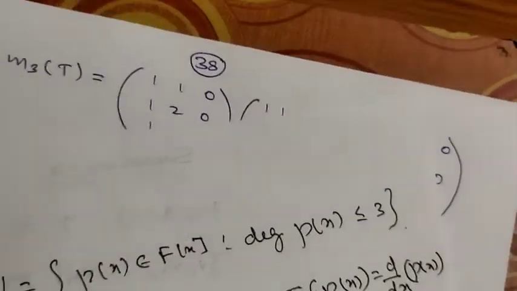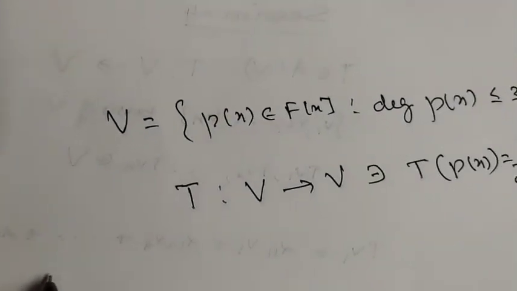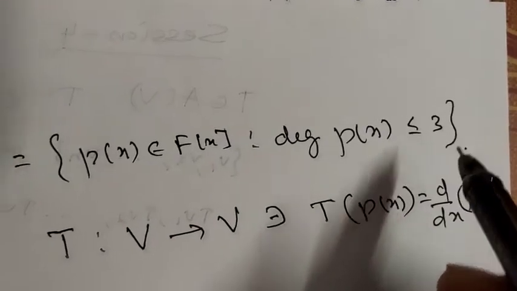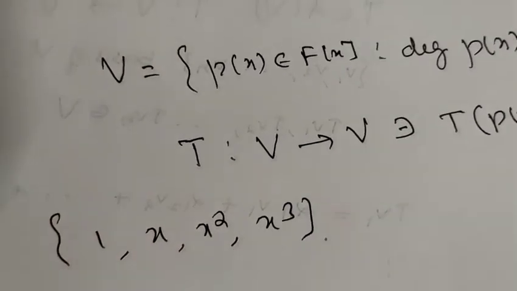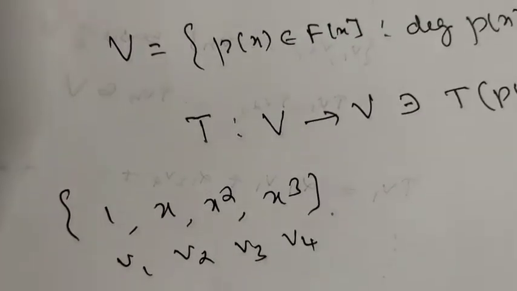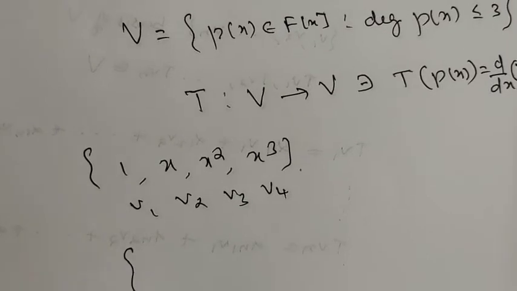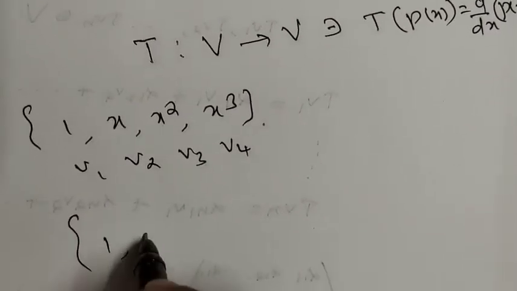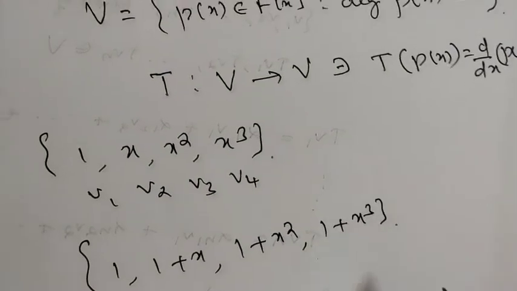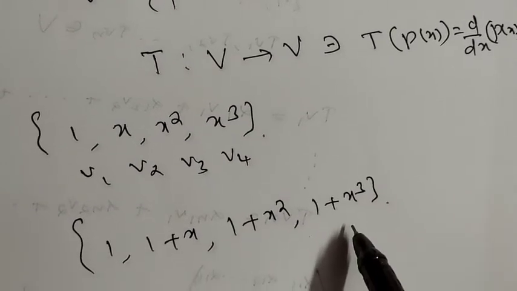For such an example we have found the matrix of T with respect to the standard basis. What is the standard basis for P of x? The standard basis is 1, x, x square, and since degree is less than or equal to 3, x cube. This is one set of basis, which we may call V1, V2, V3, V4. Also we have shown that there exists another set of basis elements for the same vector space: 1 plus x, 1 plus x square, 1 plus x cube. We have found the matrix for T in both sets of basis elements.